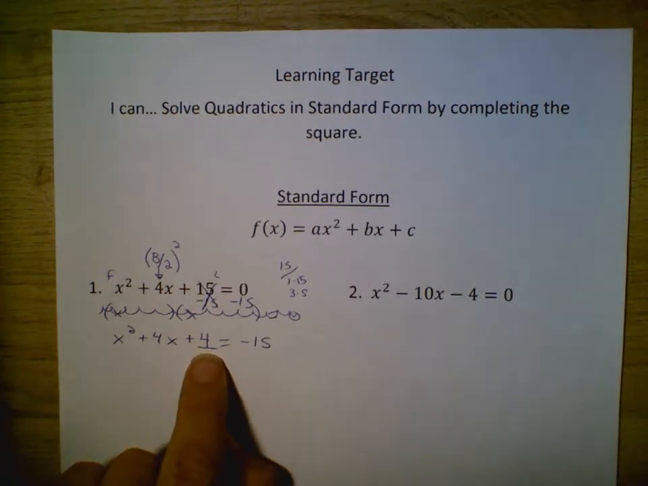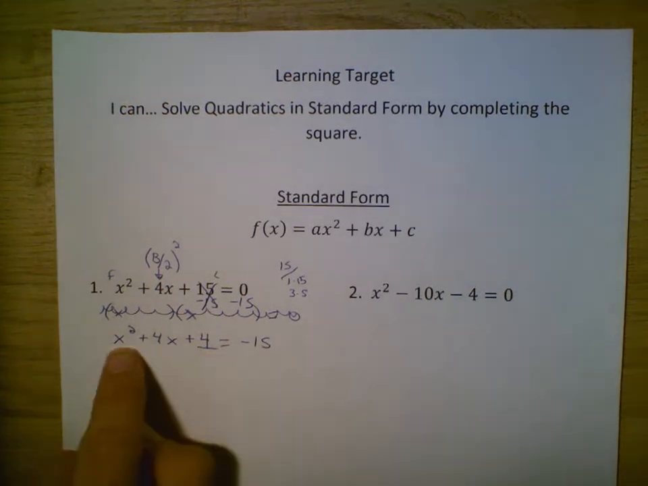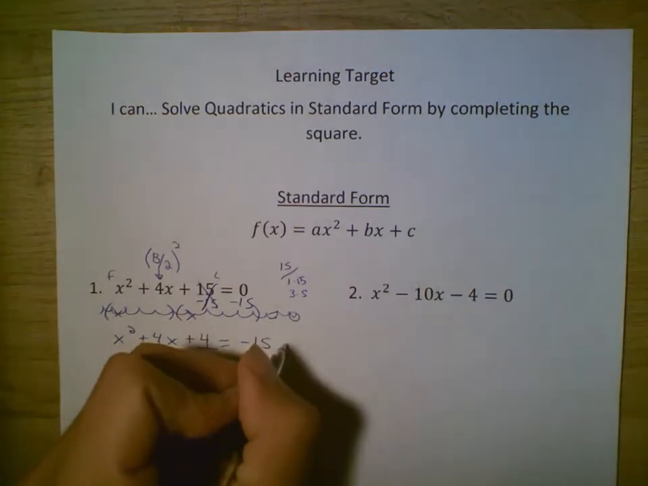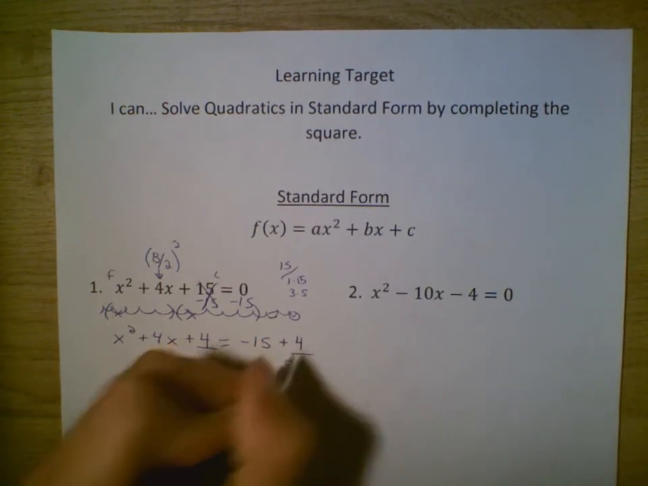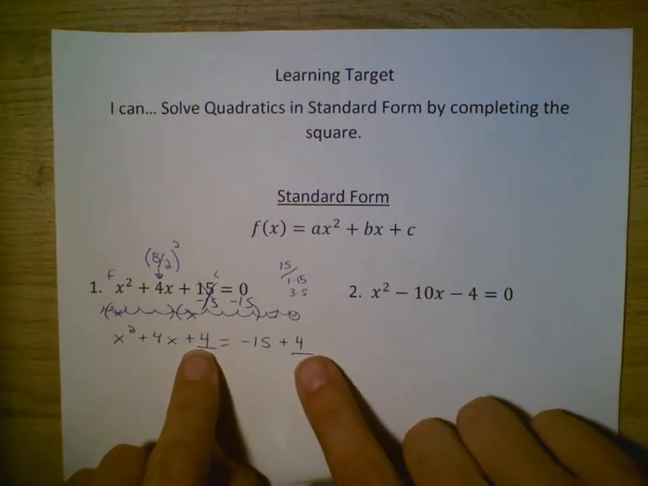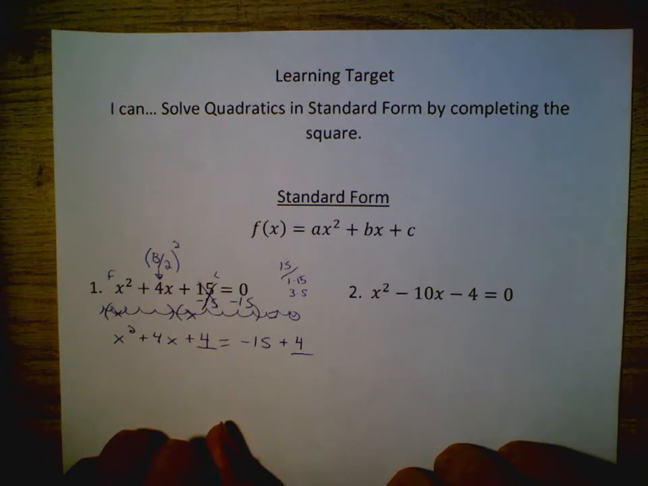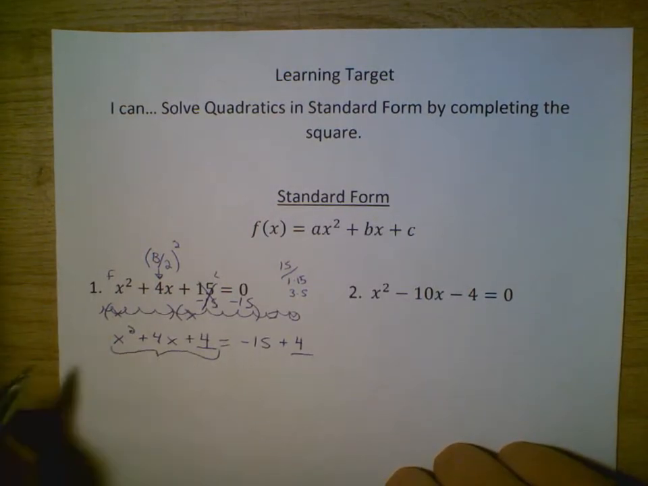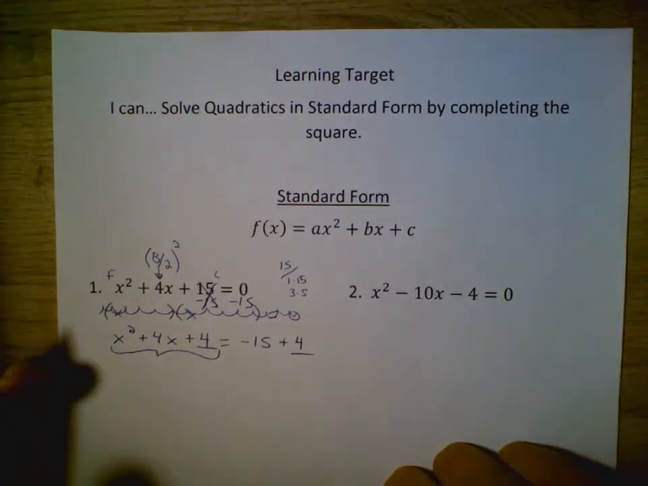Now, I can't just add something to the left side of the equation, because that would throw off the balance of the equation. So if I add it to the left side, I have to add it to the right side. So I have to add 4 to both sides. When I do this, it will now allow me to factor the side that I wasn't able to factor before.